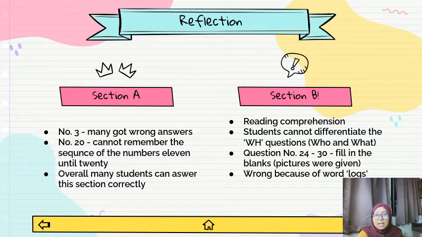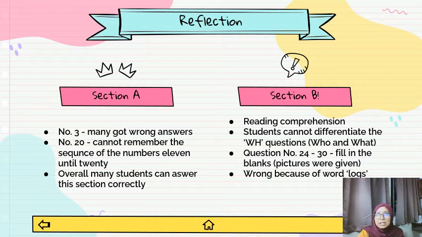Okay, and then next, for question number 24 until 30, the students need to fill in the blanks with the correct answers. They need to fill in the blanks, but there are pictures given. What I meant here is each question also has its own picture that the students can refer to, and then they can choose. The answers are also there. I've prepared the answers so that the students can choose and then transfer them into the blanks.